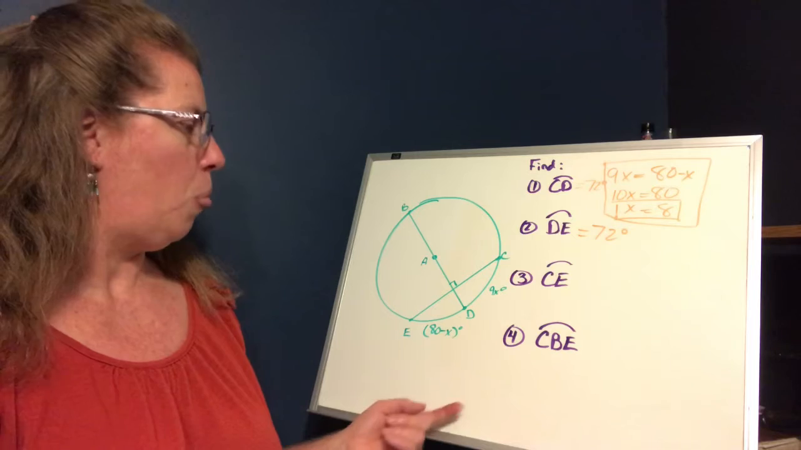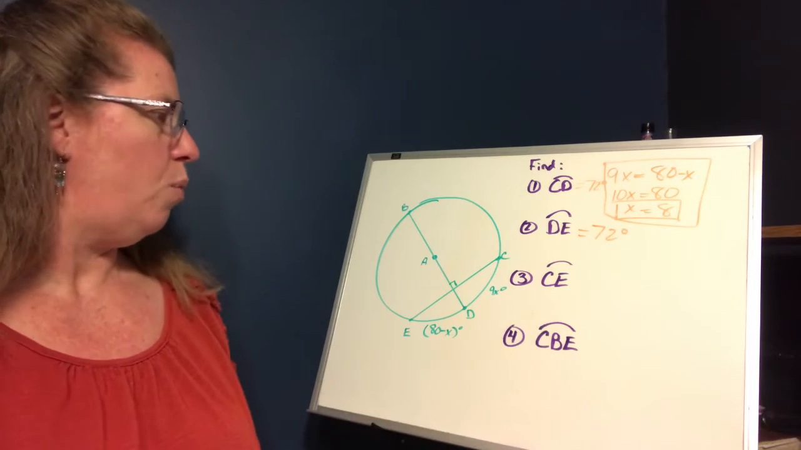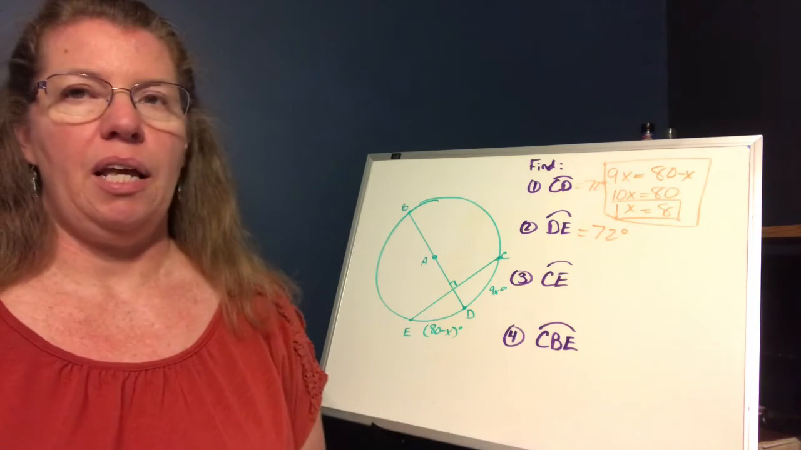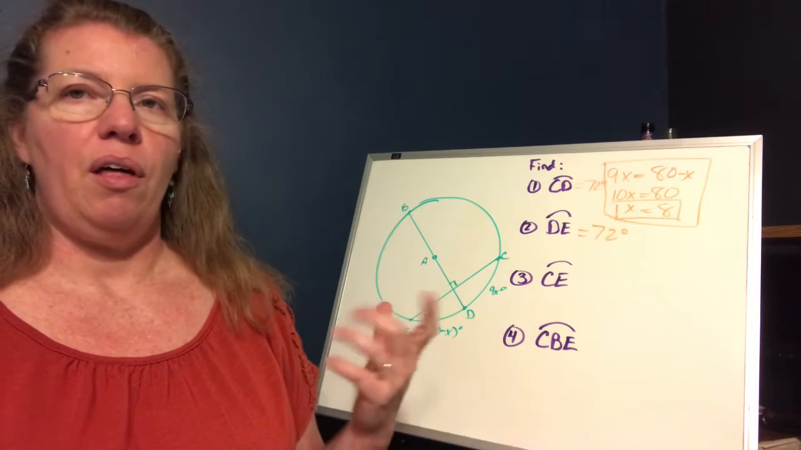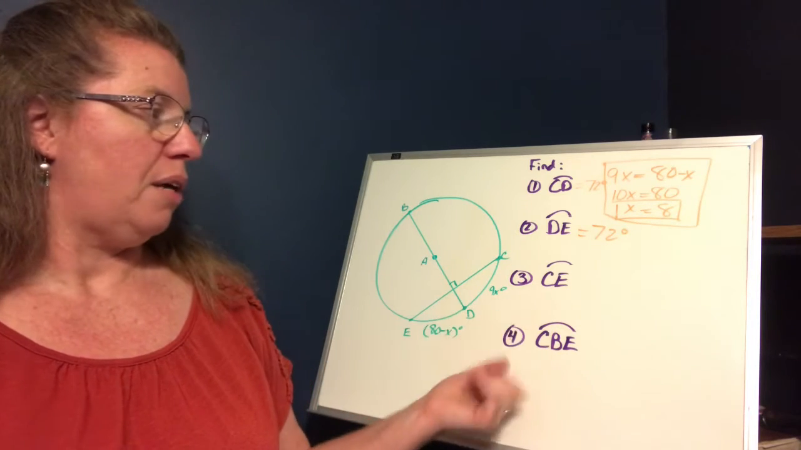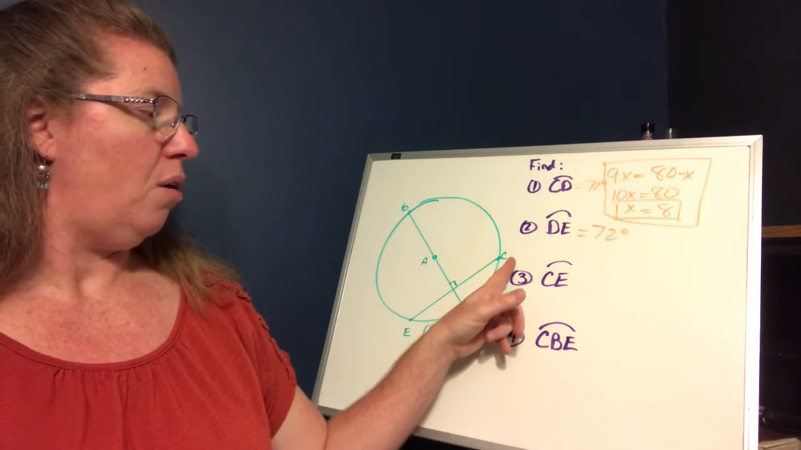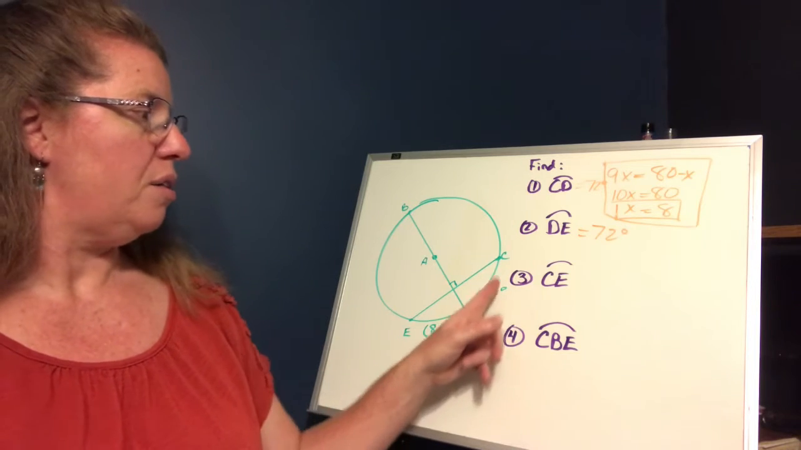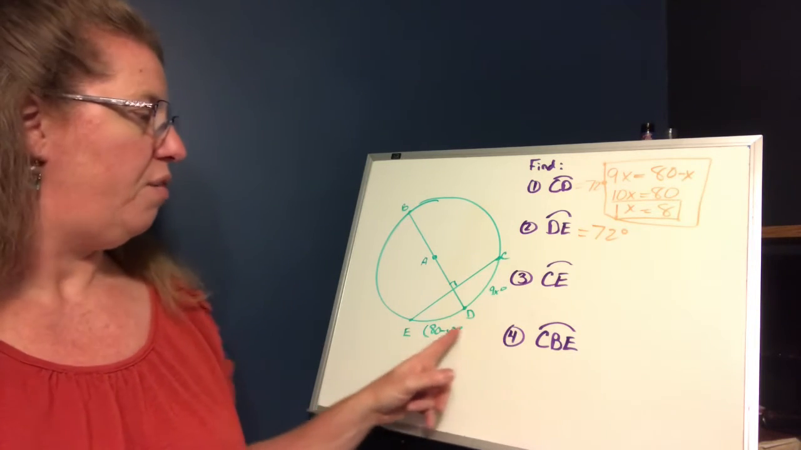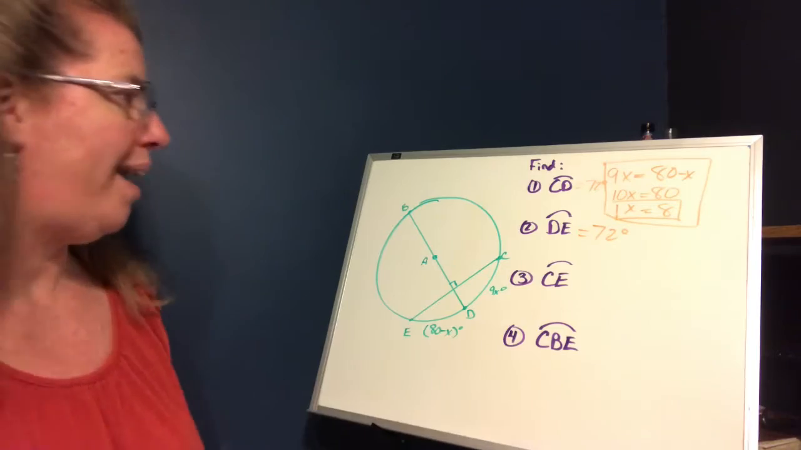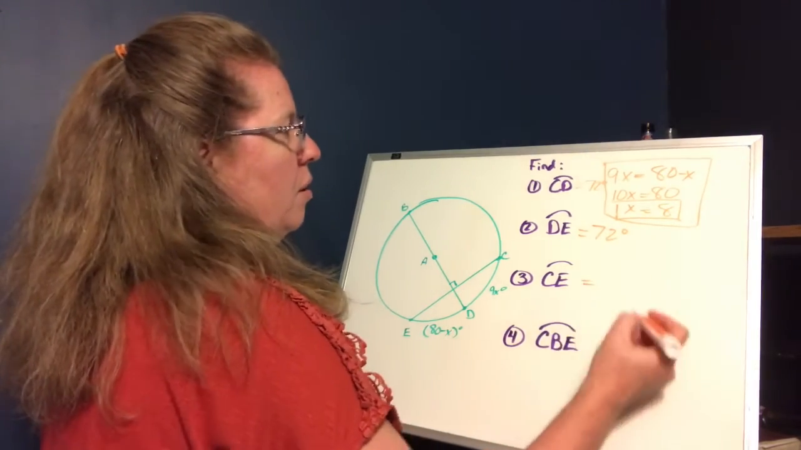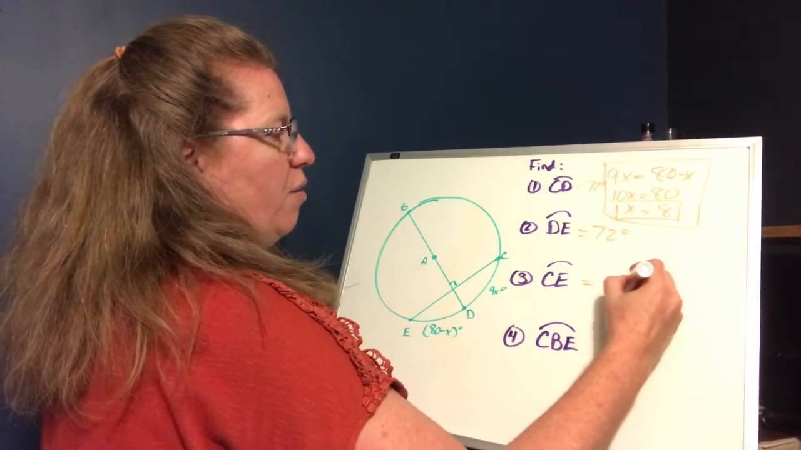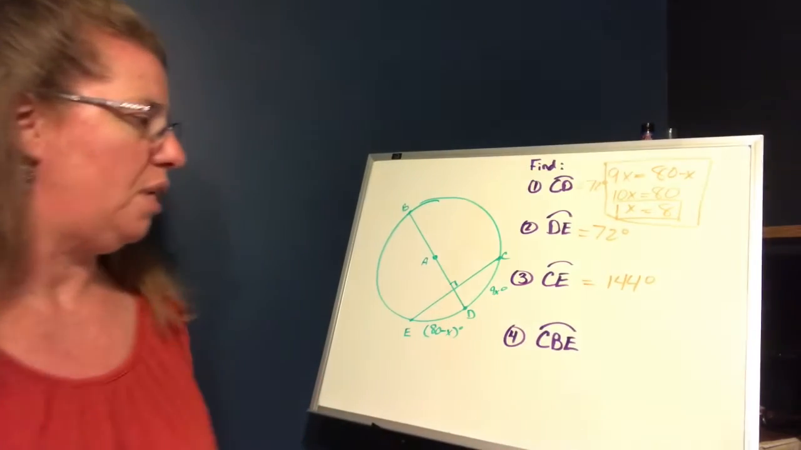All right, then they ask us, well, what about arc CE? Now this is using the theorem we talked about in section 2. We said if we have two adjacent arcs, we can find the measure of the whole arc by adding the two together. So we wind up with 144 degrees for CE.